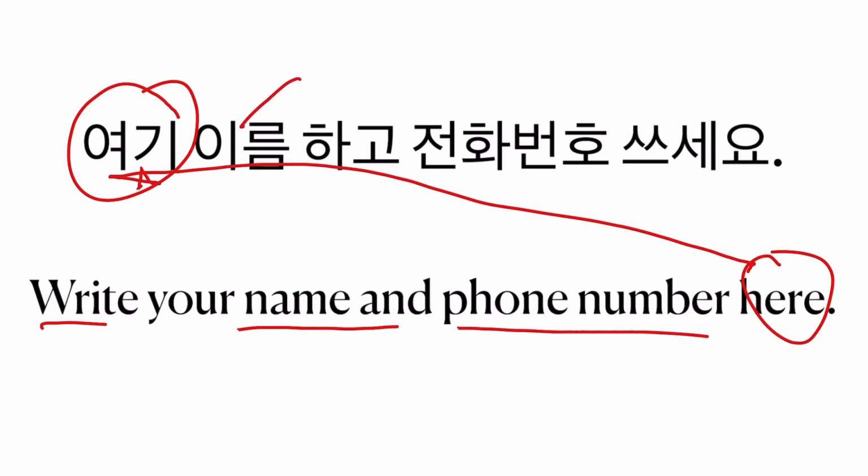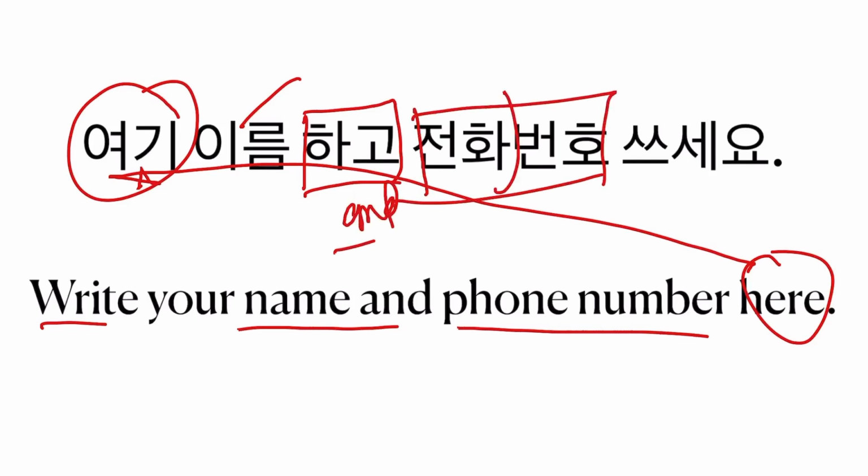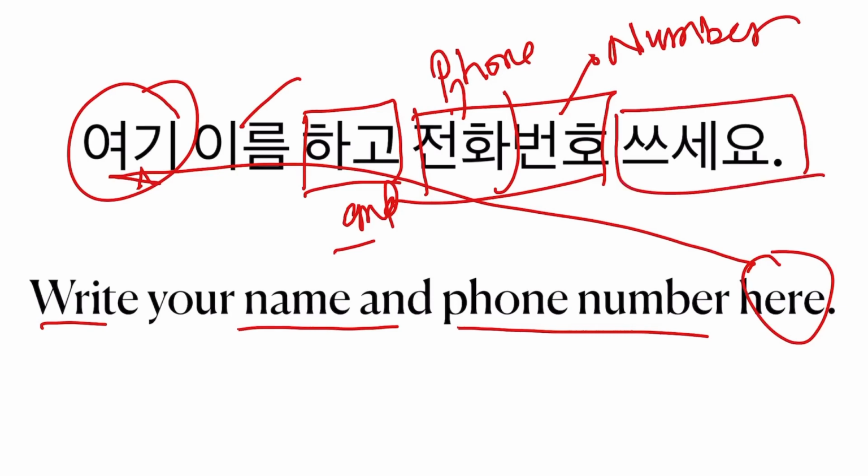Iram, you already know Iram is name. Hago is and. Chonwa is phone and pono is number. So chonwa pono will be phone number. Suseo, sida, to write. Yogi irum hago chonwa pono suseo. Write your name and phone number here.